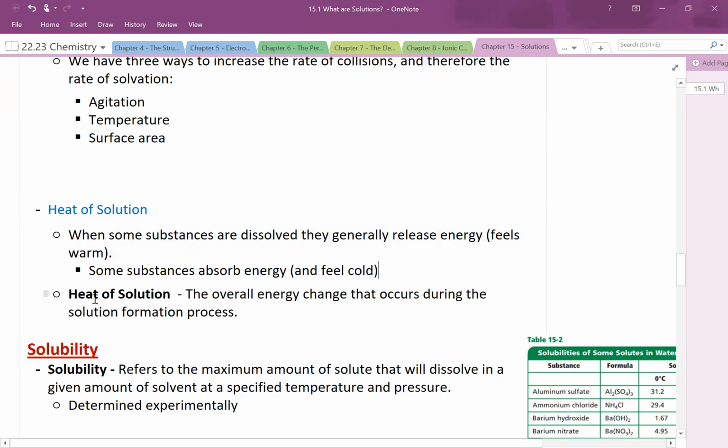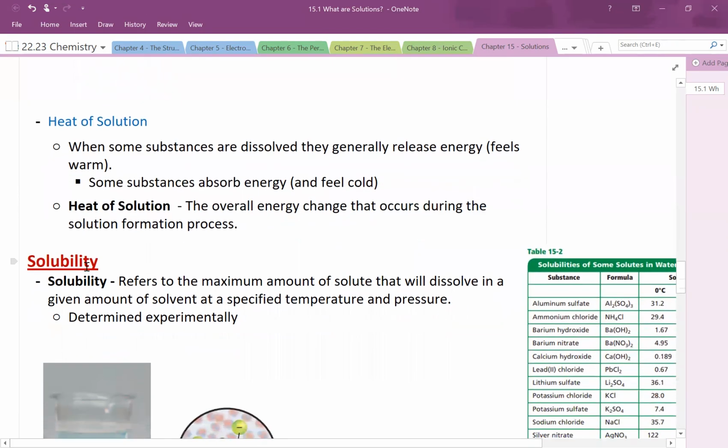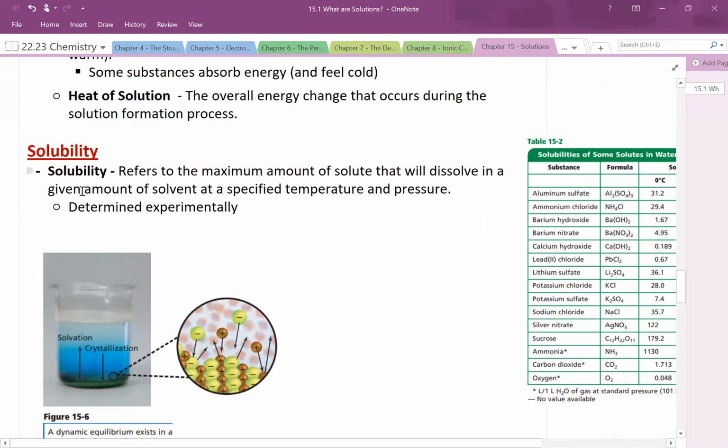Moving on. Heat of solution is defined as that overall change in energy that occurs in the solution formation process. So when you dissolve something in a little bit of water, how much energy is actually released, how much temperature change is caused by dissolving that solute. Okay. Continuing, let's talk about solubility.